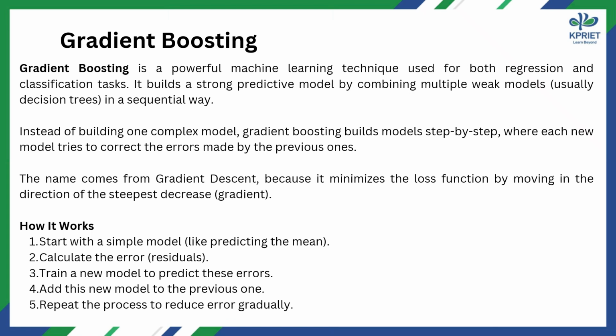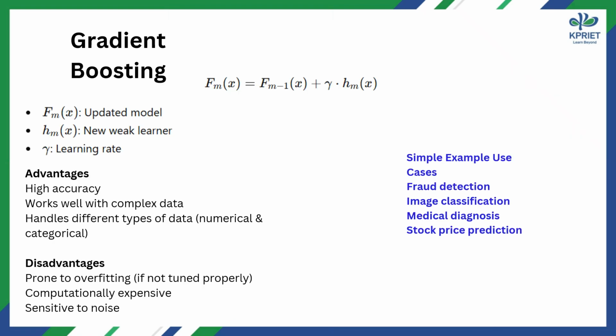The name comes from gradient descent because it minimizes the loss function by moving in the direction of steepest decrease of the gradient. Let's see how it works. It starts with a simple model like predicting the mean. It calculates the difference from the actual values, that is, the residuals, and trains a new model to predict these errors. Add this new model to the previous one and repeat the process to reduce error gradually.